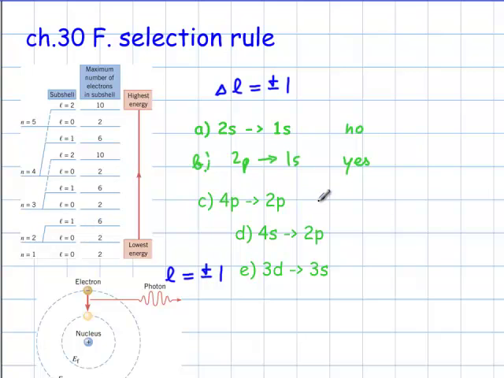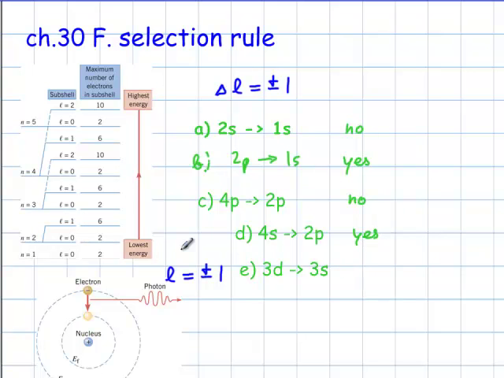The third one, 4p to 2p, for the same reason, no, because it goes from the p level, which is this one here, L equals 1, to the p level, which is this one here, L equals 1. And this one here, 4s to 2p. So 4s is 4 and 0, and it goes to 2p, which is 2 and 1, so it jumps down, and then L changes from 0 to 1, which is covered by the selection rule, so that's a yes.